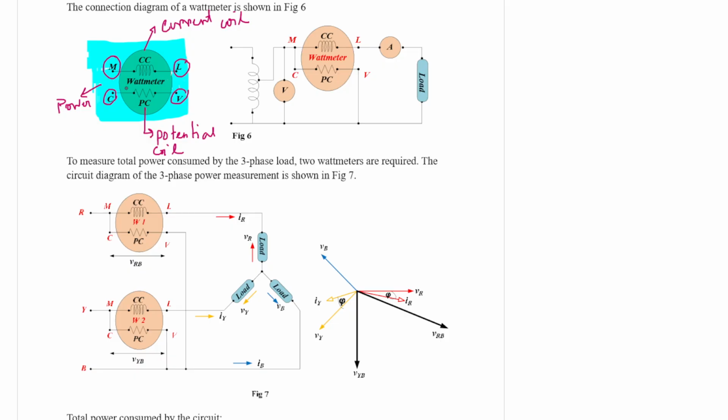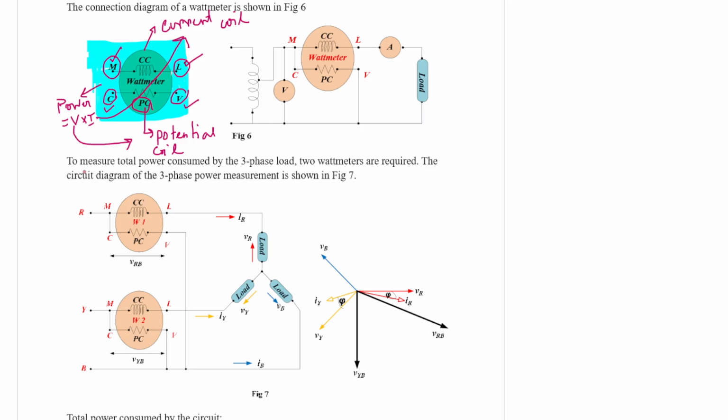So let me recap again. A wattmeter has got 4 terminals. First one is M, second one is L, third one is C, and fourth one is V. The coil connected between the M terminal and L terminal is called the current coil, or in short, CC. And the coil connected between the C terminal and V terminal is called PC, or pressure coil, or potential coil. Since a wattmeter measures power and power is fundamentally equal to voltage into current, the voltage is measured using the potential coil and current is measured using the current coil.